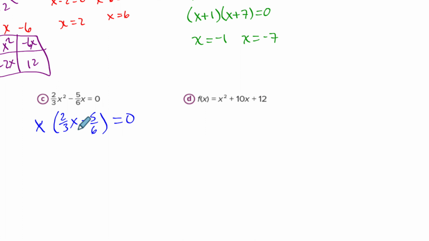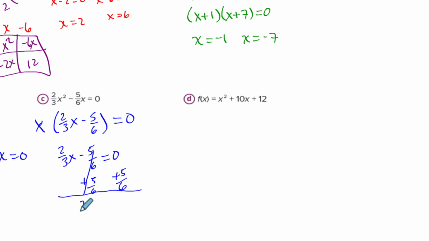And notice how I pulled that out. Now I can still use the zero product property. X times 2/3 X minus 5/6 has to equal 0. So that means that either X equals 0, that's easy, right? Or 2/3 X minus 5/6 equals 0. So now is a great time to use our calculator. Let's add 5/6 to each side. 5/6, draw the line. These will cancel. 2/3 X equals 5/6. You know, our calculators are great tools, and we should know how to use them fully.